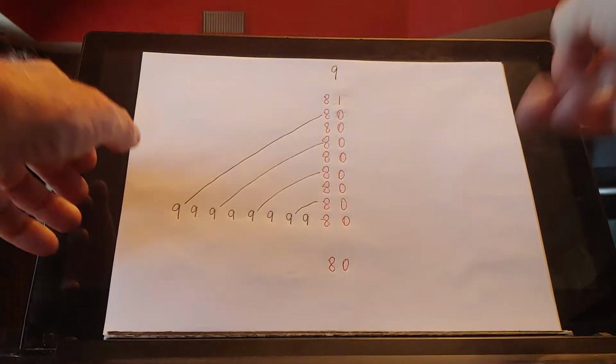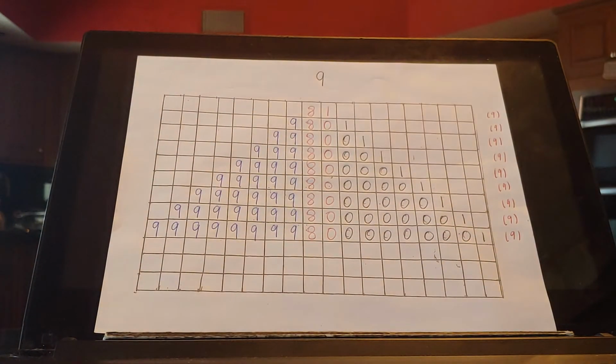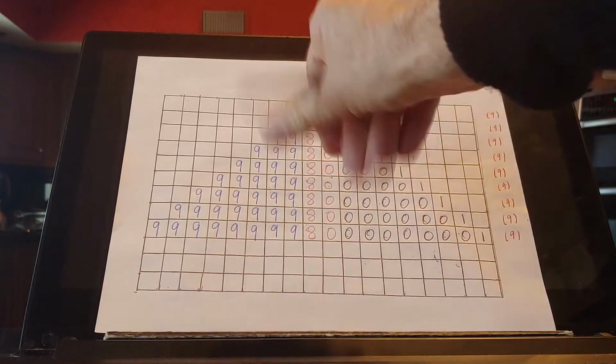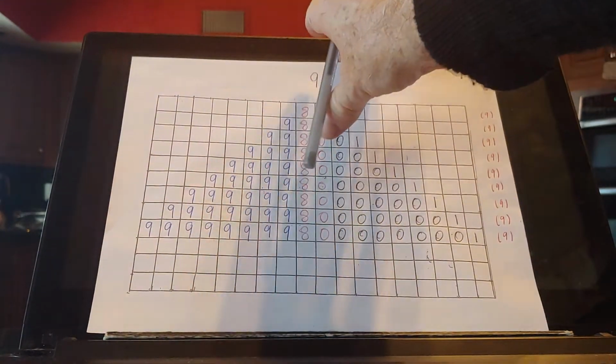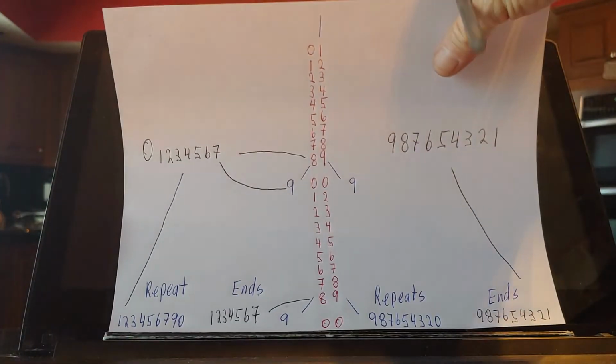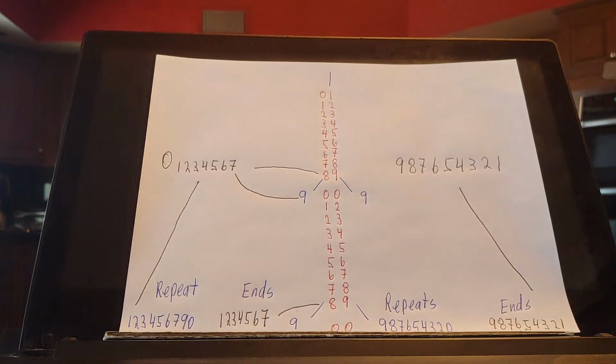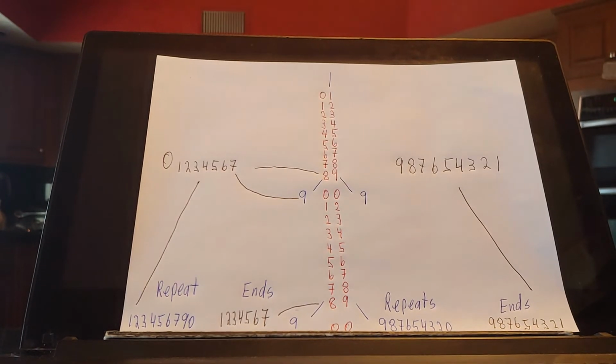etc. Okay, so basically what we did was we covered these triangles. That's a segment of 9. What we're going to learn is how it all continues into infinity. And it's all very simple and very easy, and it's a beautiful system.